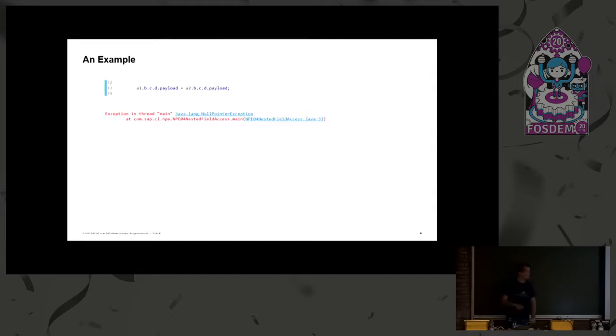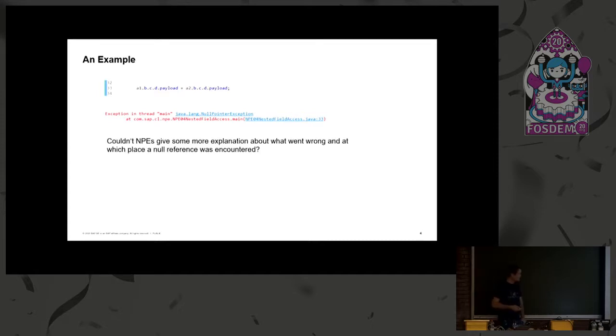But wouldn't it be nice if we knew what's the field that's null here? Okay, so it could be like this. It tells: cannot read field D because A2.B.C is null. So we know, okay, it was exactly this guy here. Obviously, the null pointer exception could look like this.